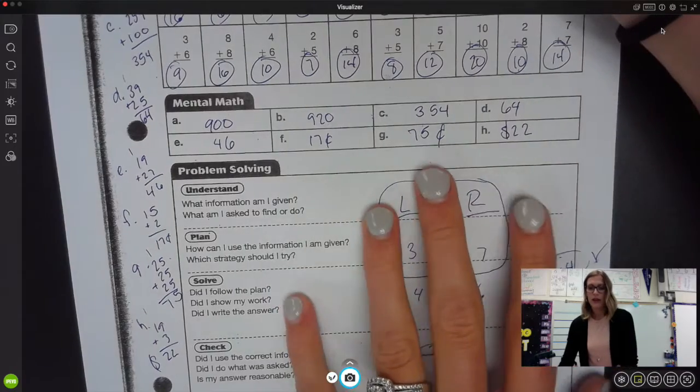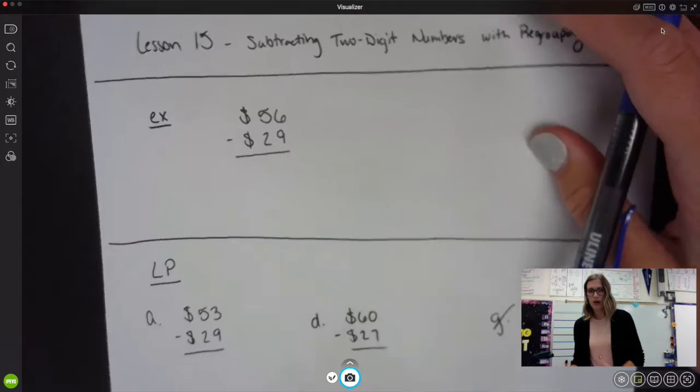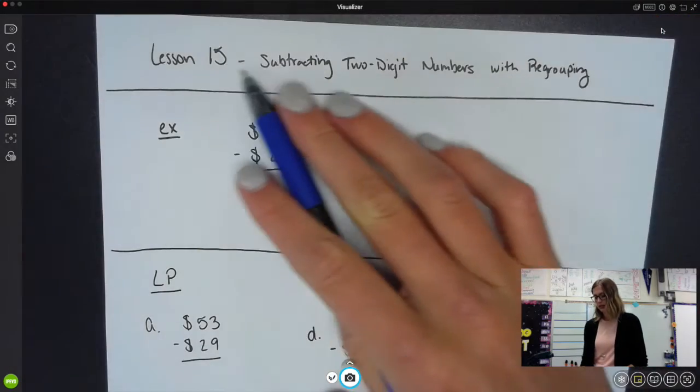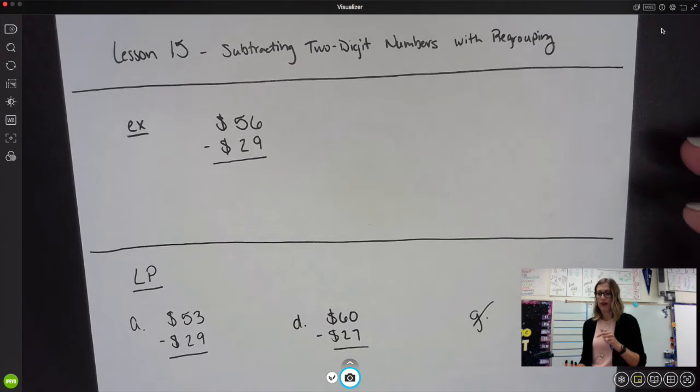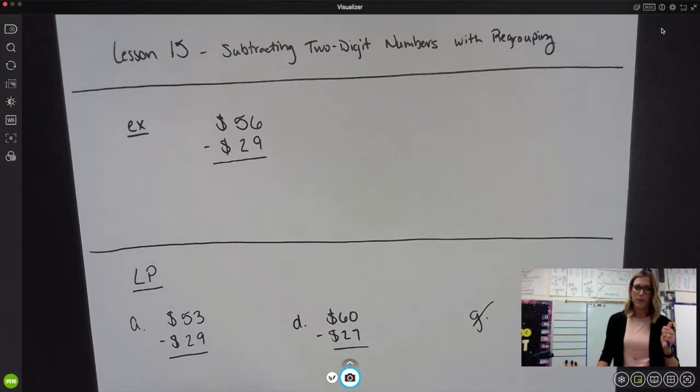Once you're done with that, go ahead and flip it over. We're going to get going on our new concept for lesson 15, subtracting 2-digit numbers with regrouping. Make sure you keep this out and follow along with my video, and I'll see you at my whiteboard.